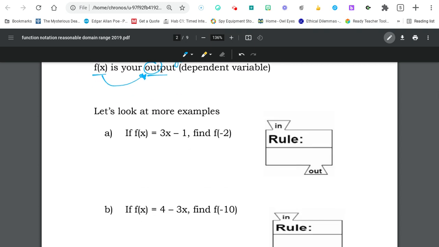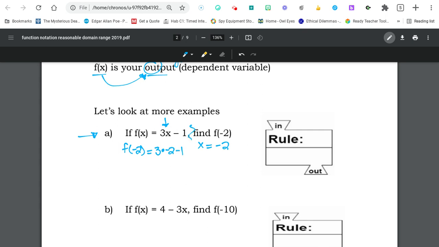All right, let's take a look at A in this particular case. It says if f of x equals 3x minus 1, you're going to find f of negative 2. So I know here my x is negative 2. So instead of f of x, it's f of negative 2. And then instead of 3 times x, I replace x with negative 2. So it's 3 times negative 2 and then minus 1.